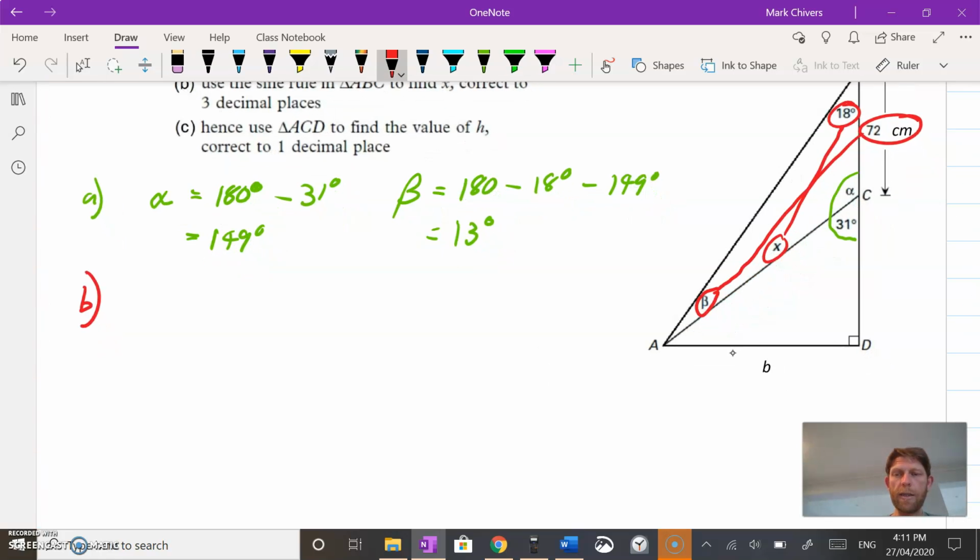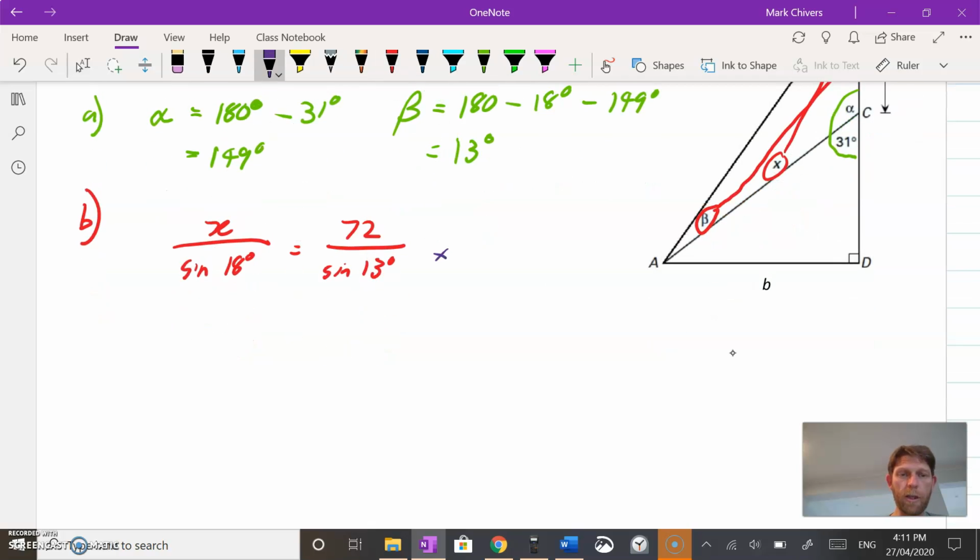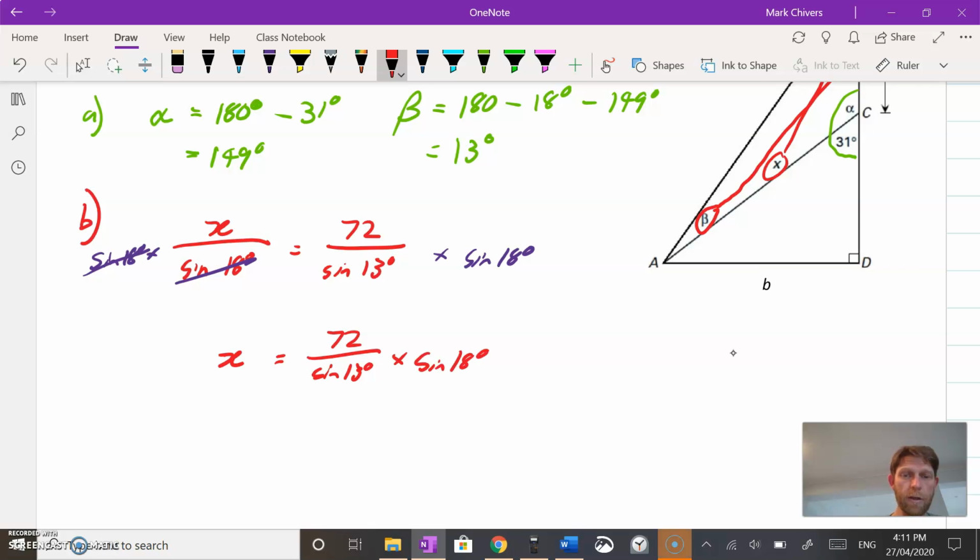So in this particular case, I'm going to say x over sine 18 degrees equals 72 over sine 13 degrees. Okay, and if I multiply both sides by sine 18 degrees, then those two are going to cancel out on this side, and I'm going to be just left with x equals 72 on sine 13 degrees times by sine 18 degrees.